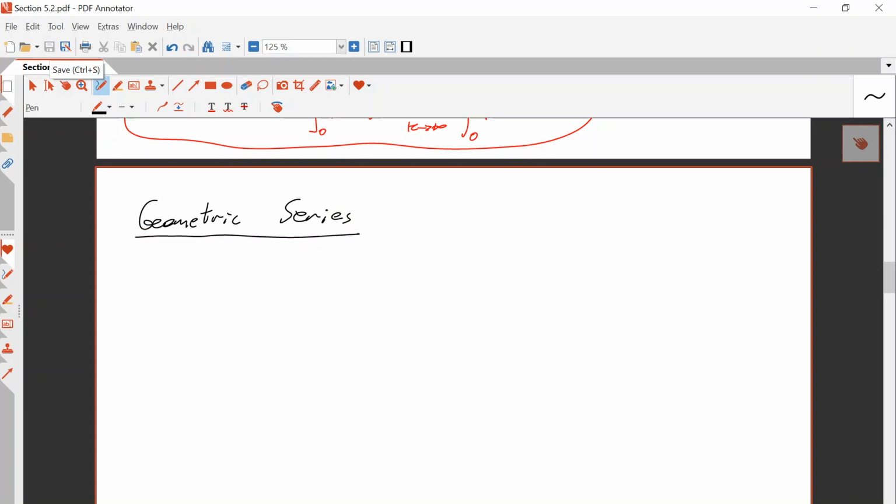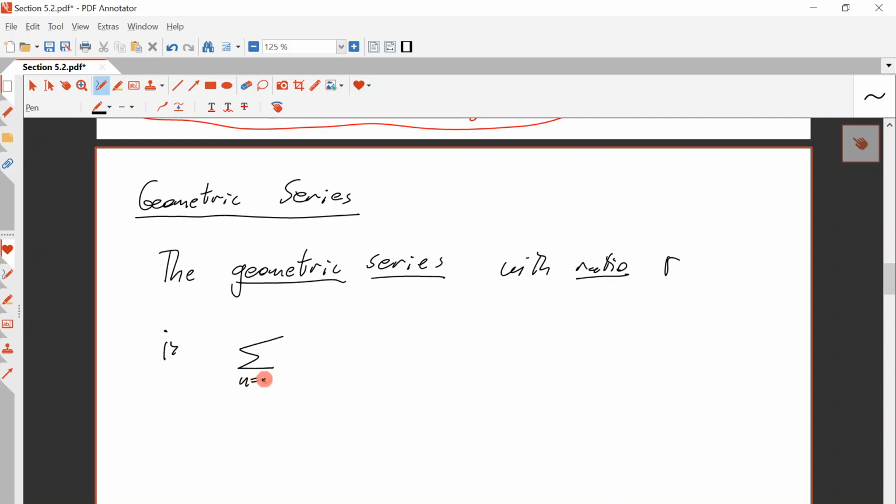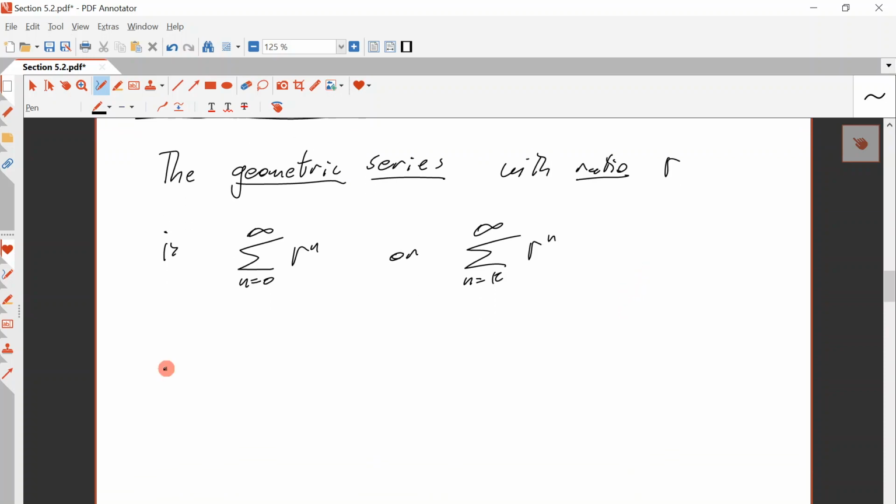Okay, given the geometric series with ratio r, it is the sum, well, maybe it starts at 0, of the powers of r, or starts at k, r to the n. All right, so powers of r starting at n equal to 0, or powers of r starting at n equal to k. Can we calculate this?